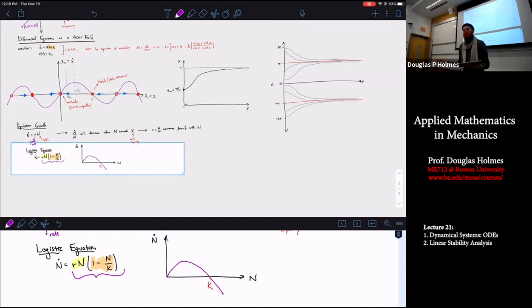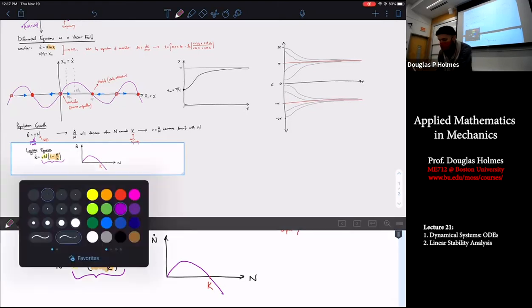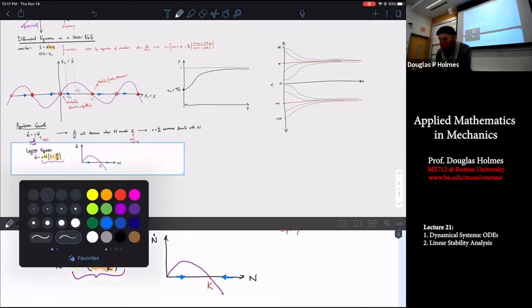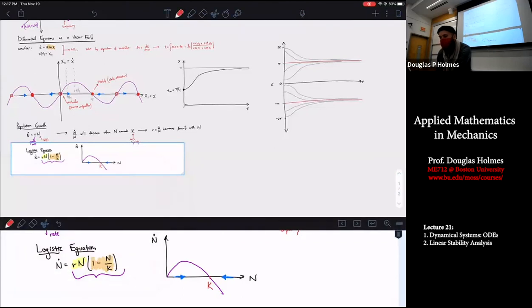Okay, let's use our graphical methods to describe what's happening here. We know that when the velocity, if you will, the rate of change of our thing, is positive, then we expect our system to move to the right. And when our rate of change is negative, we expect our system to move to the left. That means that point K is our stable fixed point, our stable equilibrium.